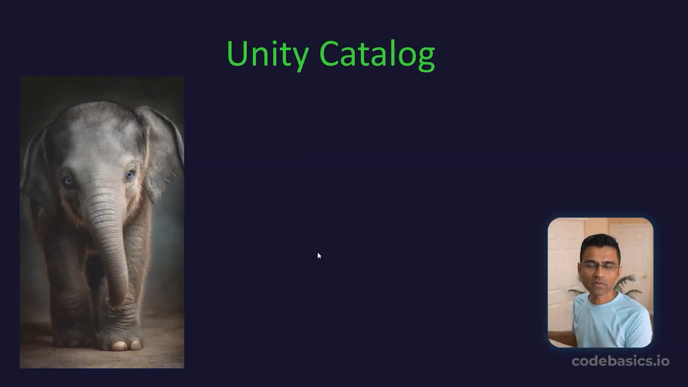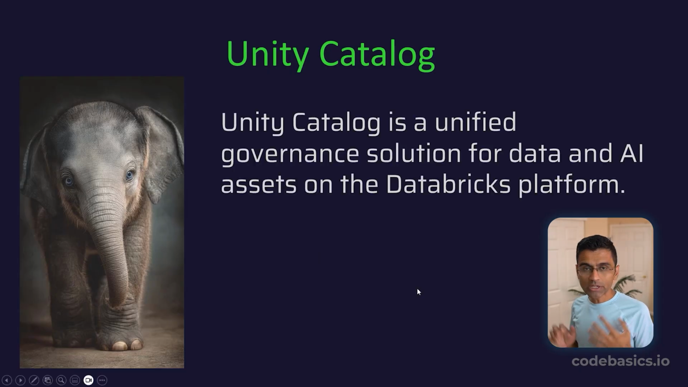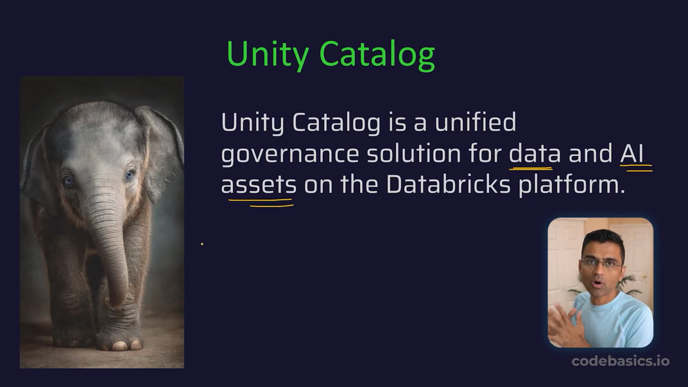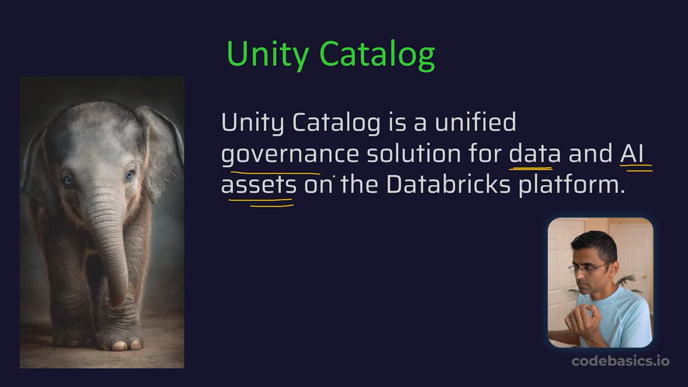As promised, now we will talk about Unity Catalog. Unity Catalog is a unified governance solution for data and AI assets on the Databricks platform. Okay. Now, when I say data assets, I mean tables, views, etc. AI assets means models, etc. Right? You can have a trained AI model which you have stored on Databricks, and Unity Catalog provides governance. So governance means access control and how you want your data to be governed.